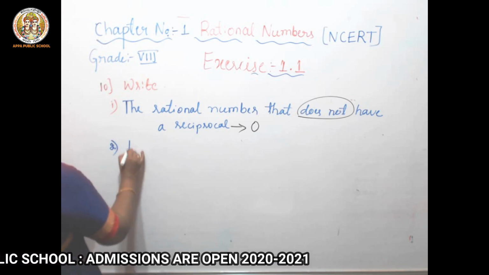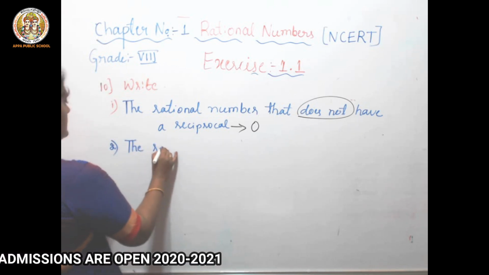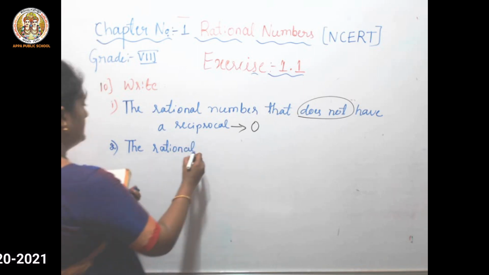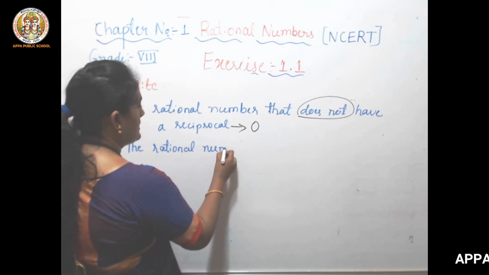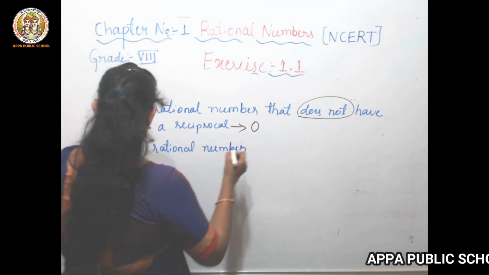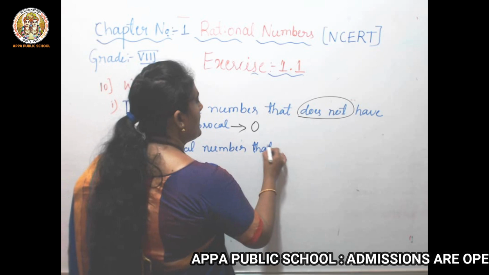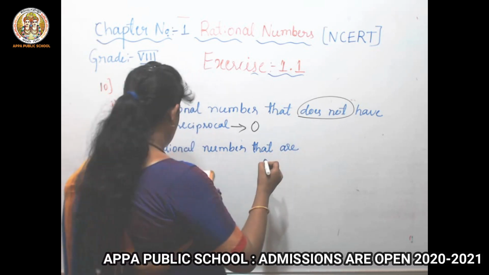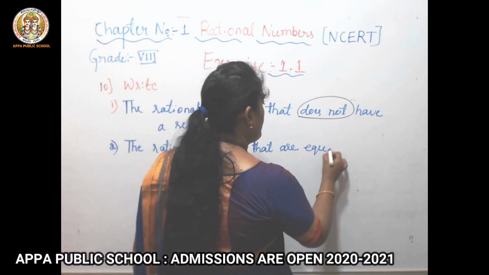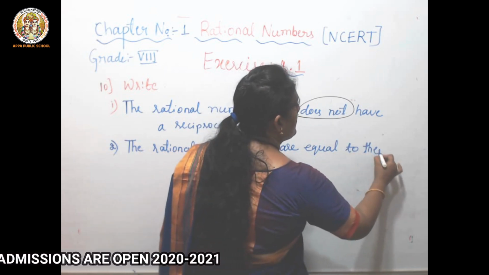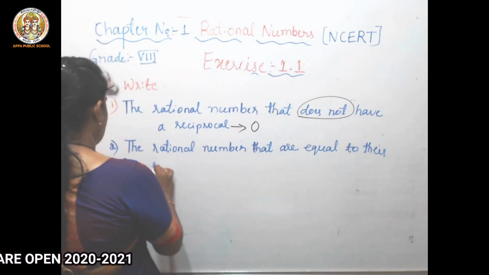Second, the rational number that are equal to their reciprocals.